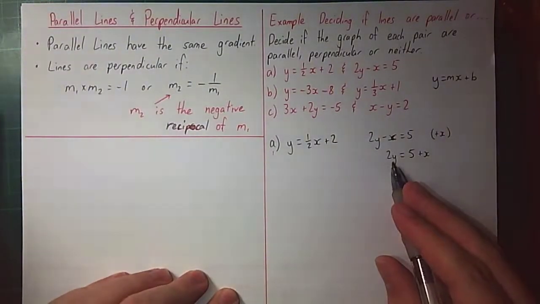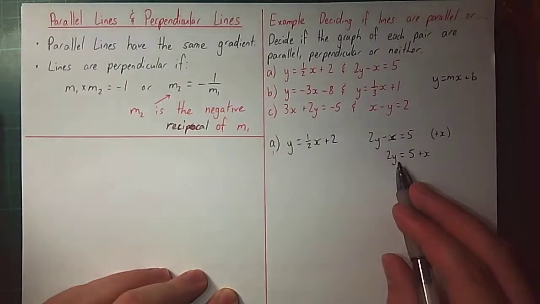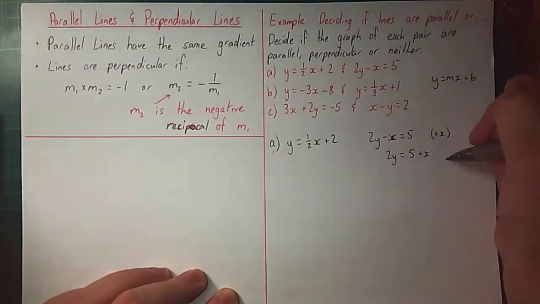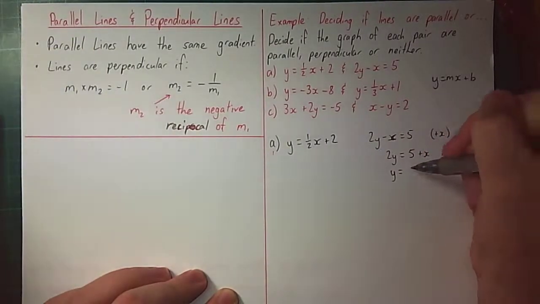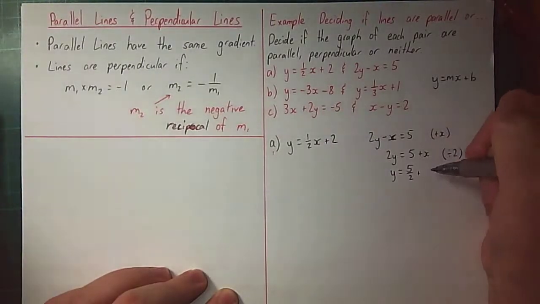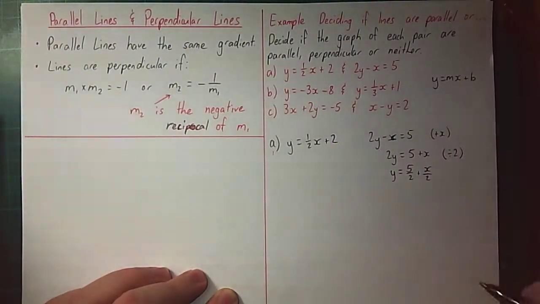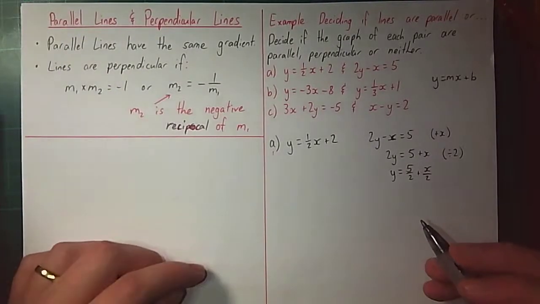Next, I want to get rid of this 2. Now, this is like saying 2 times y, so I'm going to divide the whole equation by 2. So when I do that, I'm going to have just y is equal to 5 on 2 plus x on 2. Okay, so we've divided everything by 2. I'm going to neaten this up so it just looks a bit neater.